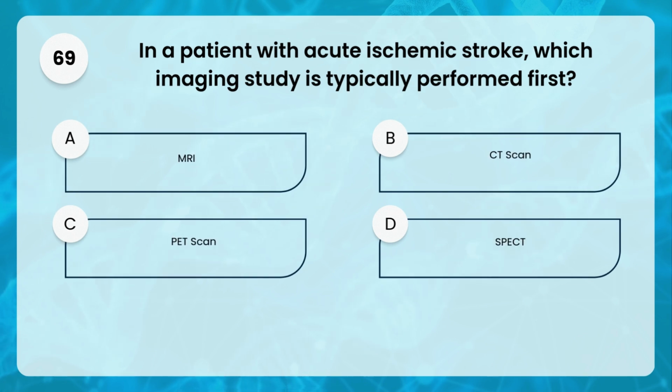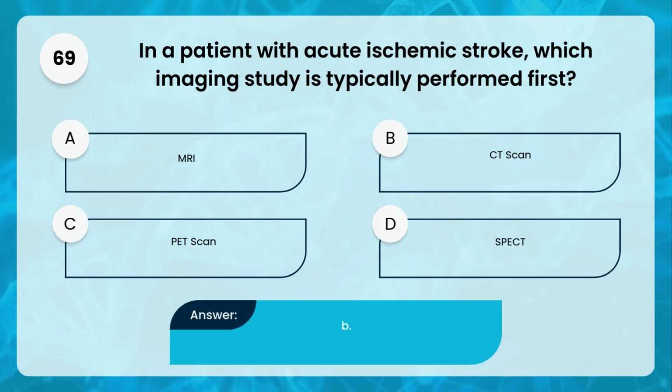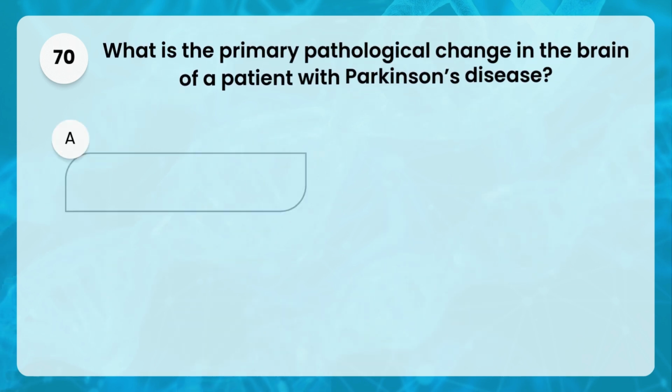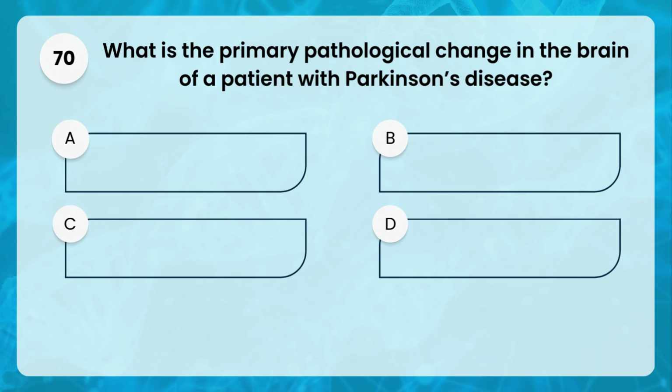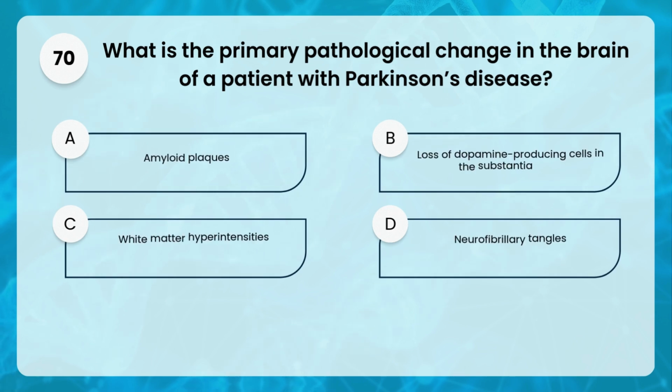Number 69. In a patient with acute ischemic stroke, which imaging study is typically performed first? A. MRI. B. CT scan. C. PET scan. Or D. SPECT. The answer is B. CT scan.